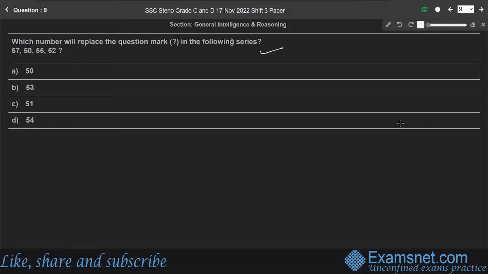Question number 9. Which number will replace the question mark in the following series? So we have the first number as 57, the second number as 50. The difference between them is 7, right? 57 minus 7 is 50. Whereas the third number is 55. The difference between them is 5, so we can write 50 plus 5 as 55, right? Next we have 52, which is less than 55. So 55 minus 3 is 52.